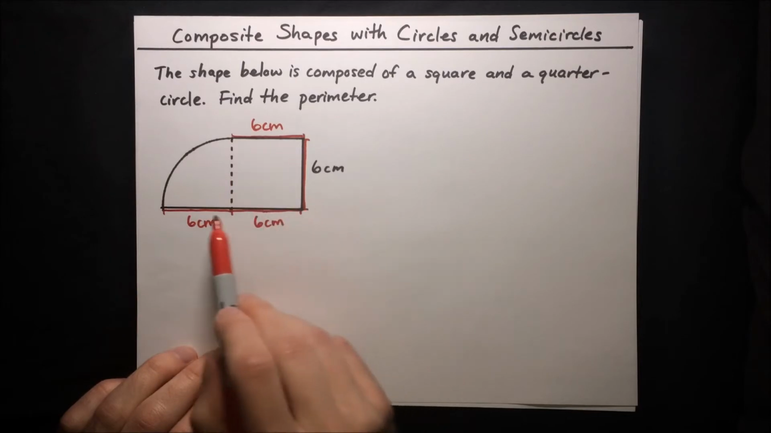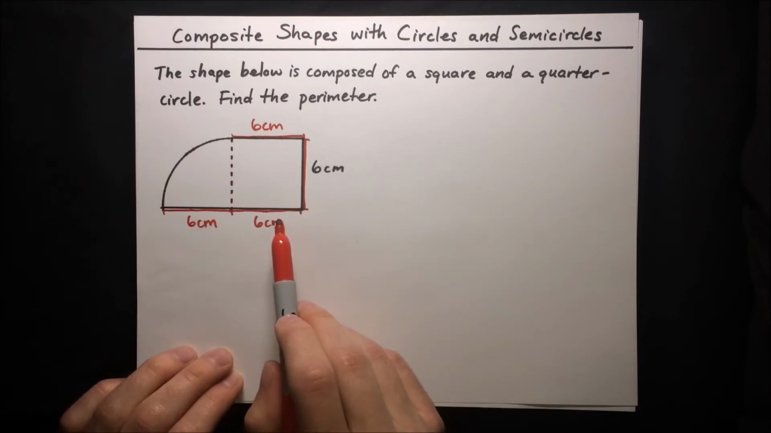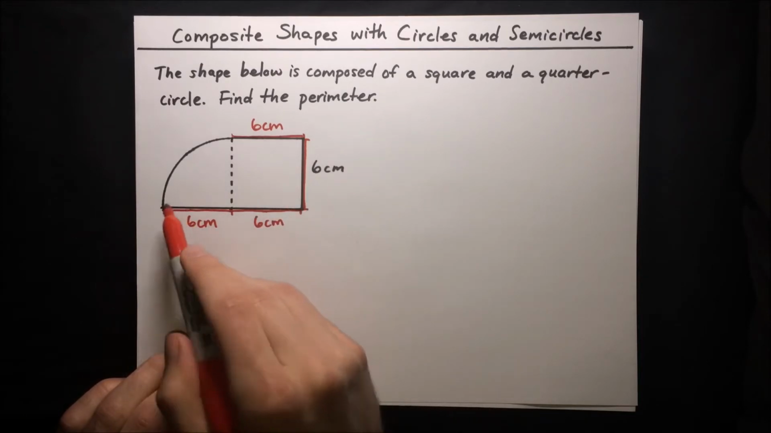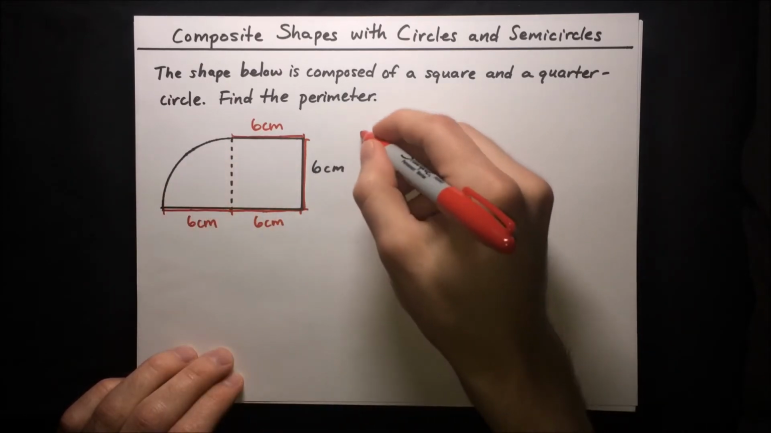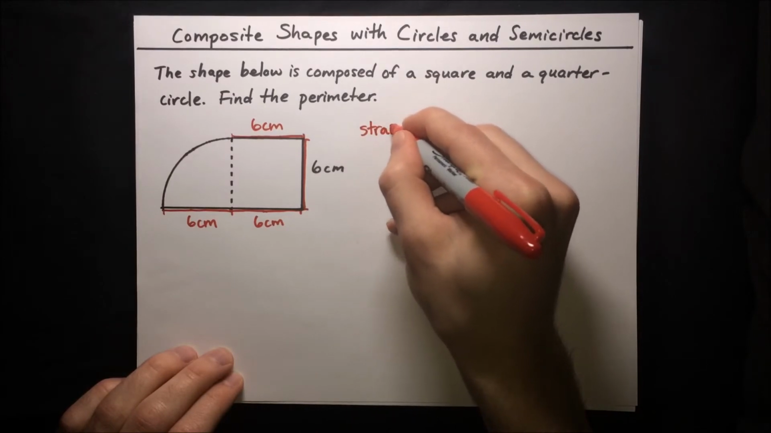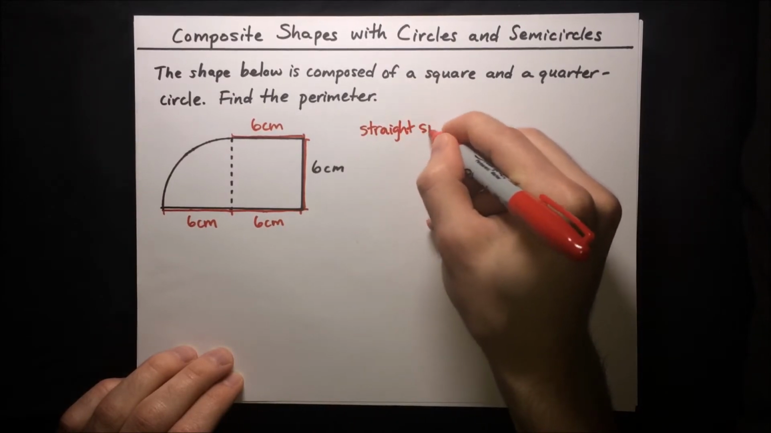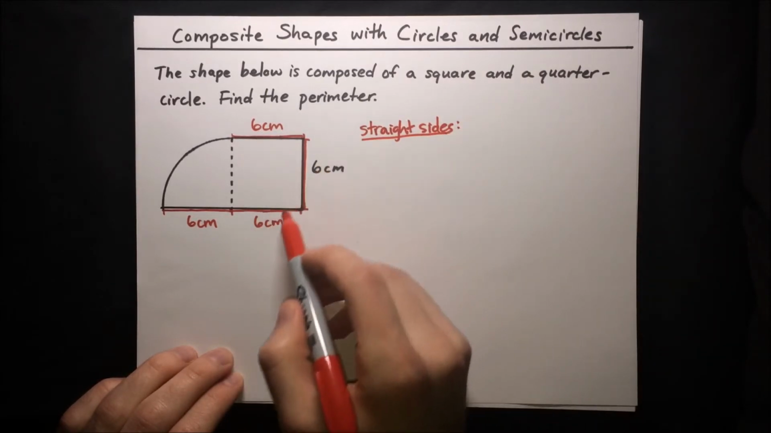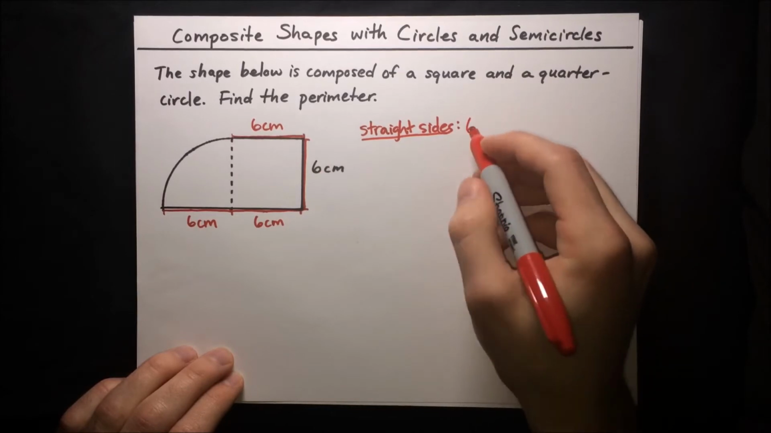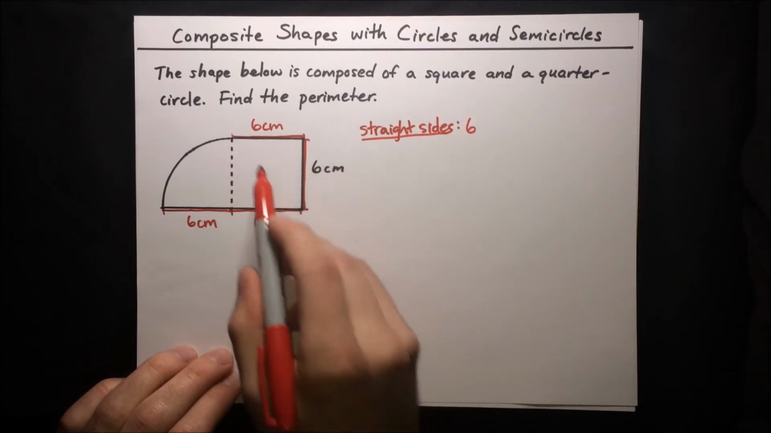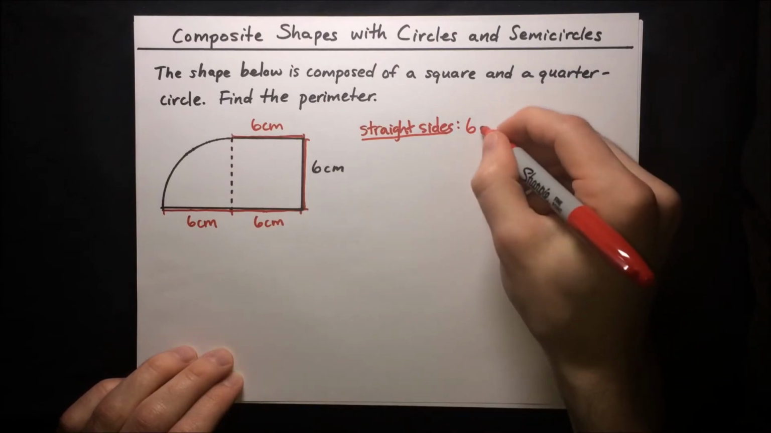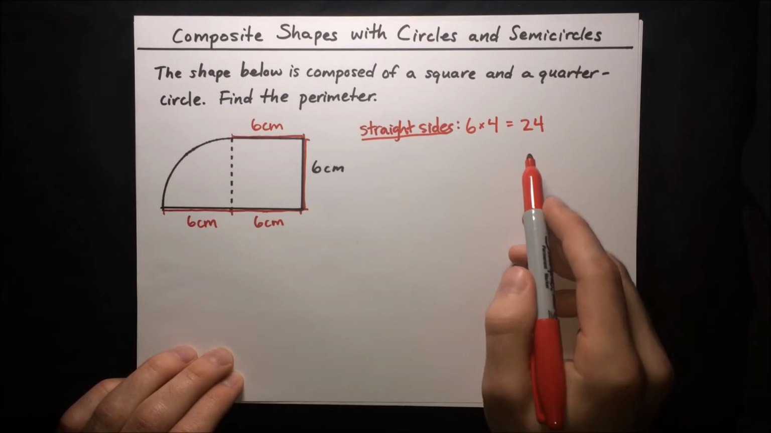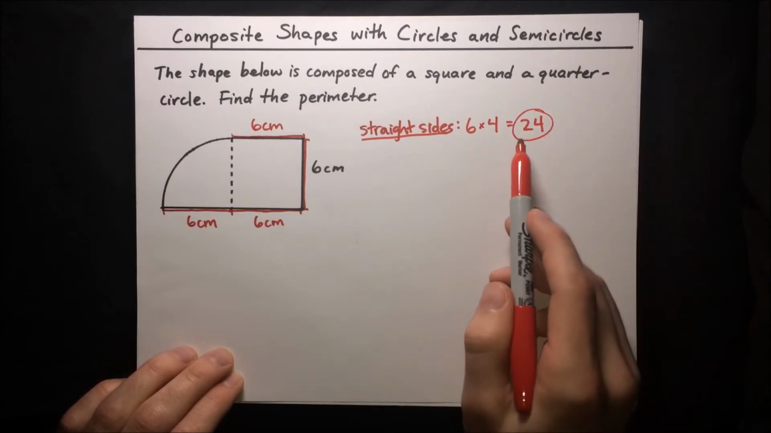Let's take inventory of what we have so far. The perimeter is just all the sides added up. And right now we can add up all these straight sides. All that's missing is a curved side. So let's add up all the straight sides. Each one is 6 centimeters, and then we have 4 of those, 1, 2, 3, 4. So 6 times 4 makes 24. Okay, so that's our perimeter of the straight sides.